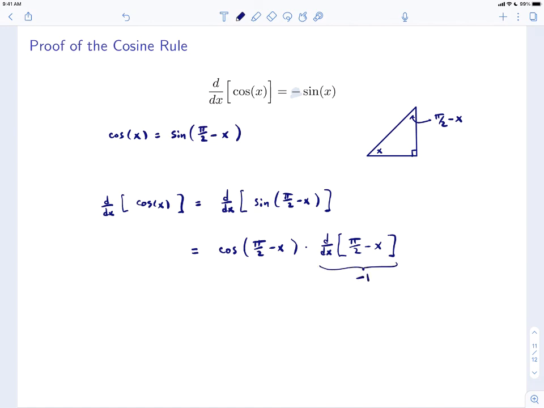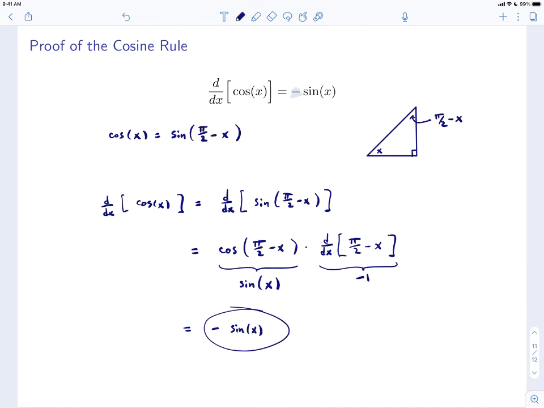And that's where the minus sign comes from, because here we have cosine of pi over 2 minus x, which is the sine of the complementary angle. So that's just sine of x in this case. So what do we have? We have that the derivative of cosine of x is sine of x times the -1, which is the opposite of sine of x. And that's why there's a minus sign there.